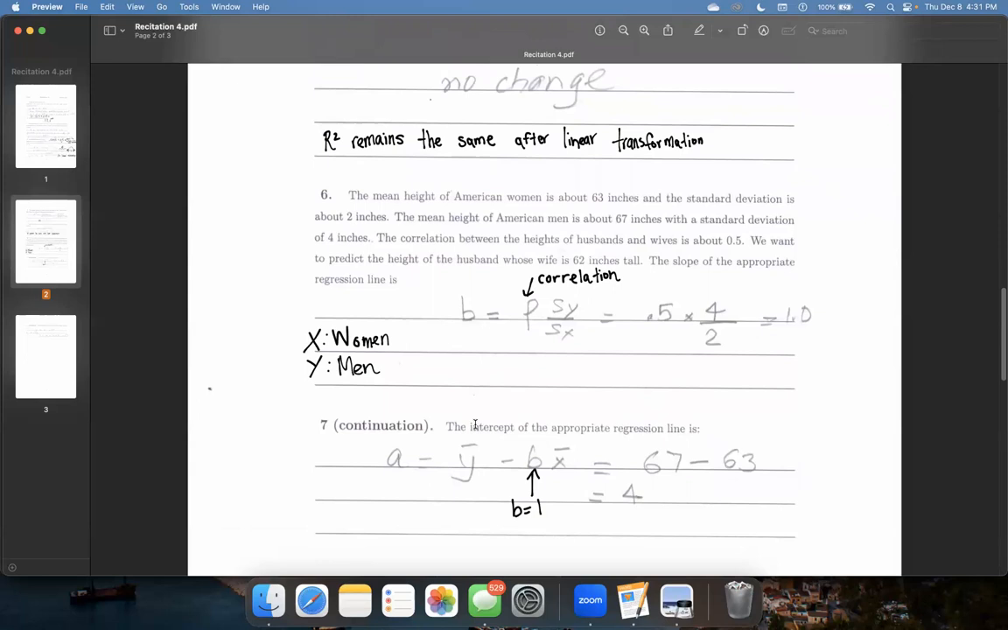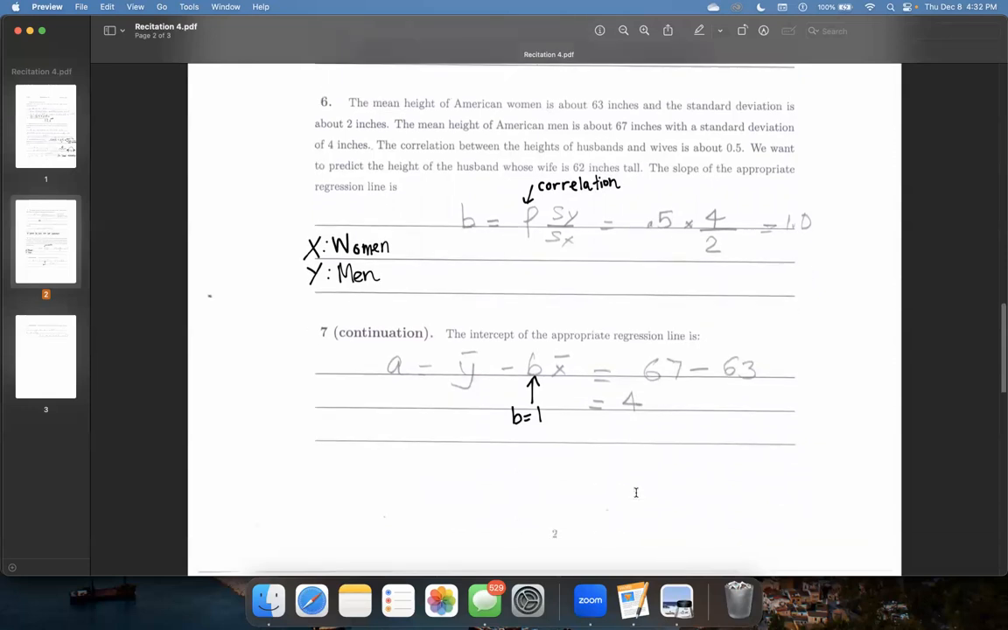So now if we want to find the intercept, which is a, of the appropriate regression line, our a equals y bar minus b x bar. So we already found that our b is 1. So we're going to have our average height for men subtracted by 1 times the average height for women, which is 63. So 67 minus 63 is 4. So that is our intercept, is 4.